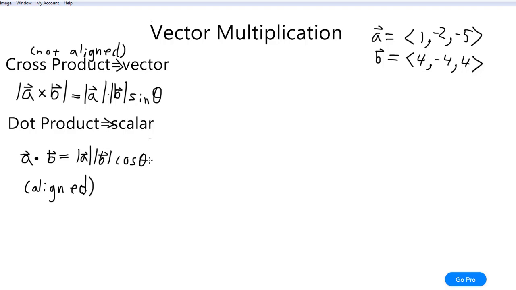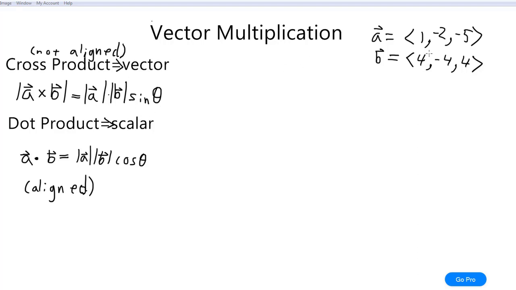As you can see, this one has cosine and this one has sine. That's the main reason why this one is how much they're not aligned, and this is how much they're aligned. Sine has opposite with it, while cosine has adjacent with it. Adjacent's more aligned, opposite's how much is it not aligned. As you can see, I wrote down A and B to begin with. I just made up these vectors, and all we're going to be doing is the cross product and dot product of these two.